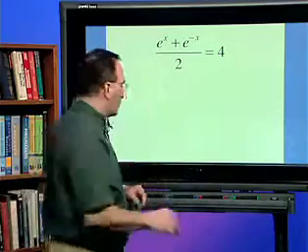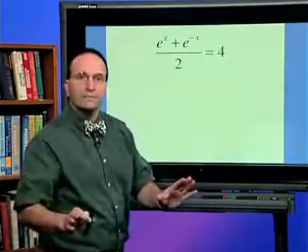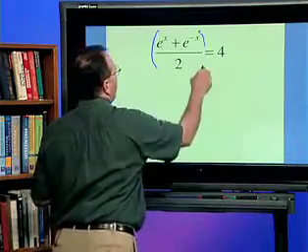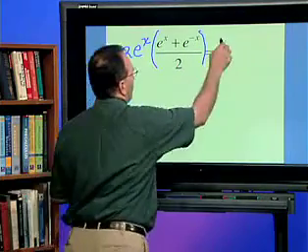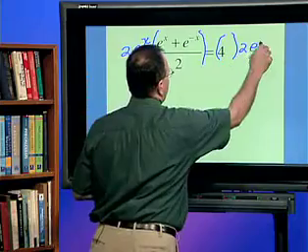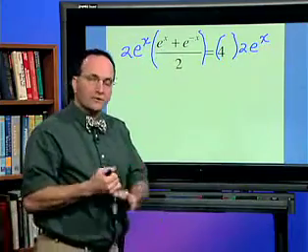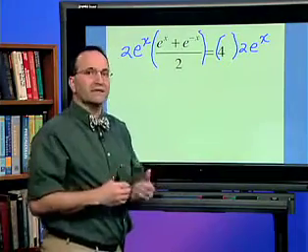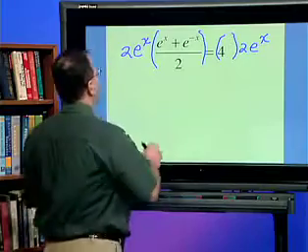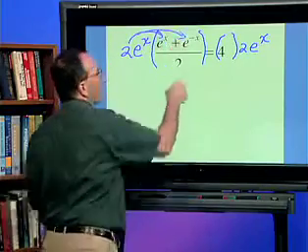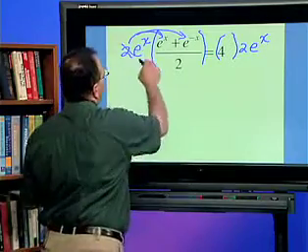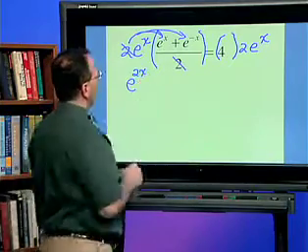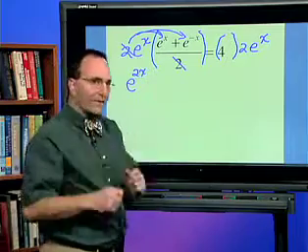What I'm going to do is multiply both sides of this equation by 2 times e to the x. The reason I want to do this is it's going to clear the denominators, but it's also going to allow me to reformulate this as a quadratic equation. So let's take a look. I have to distribute the 2 times e to the x on this side. The 2 will cancel the 2 out to 1, and I'll have e to the 2x, because when you multiply exponents, you actually add the powers.